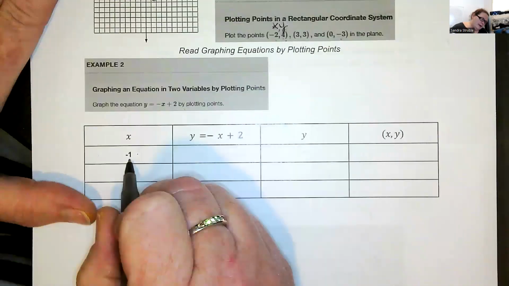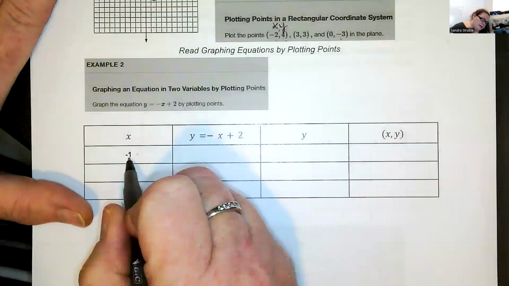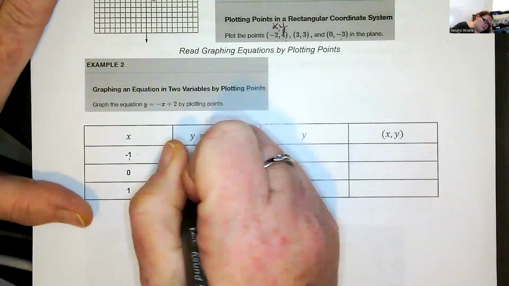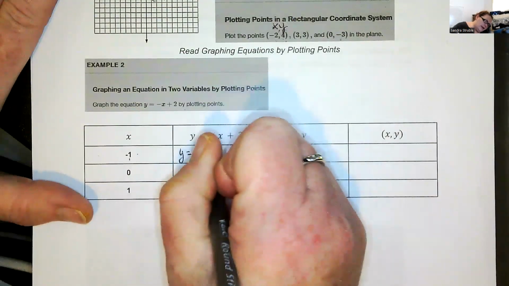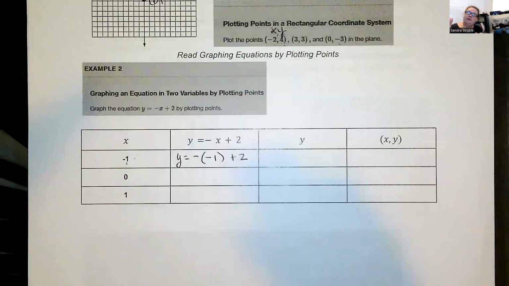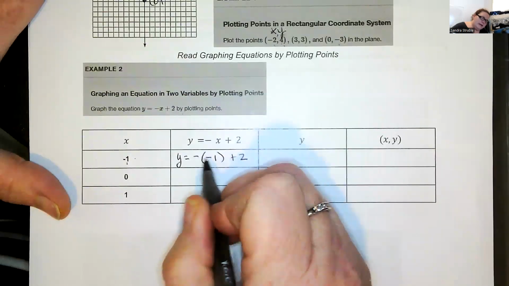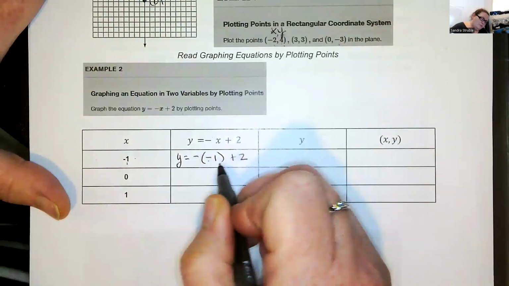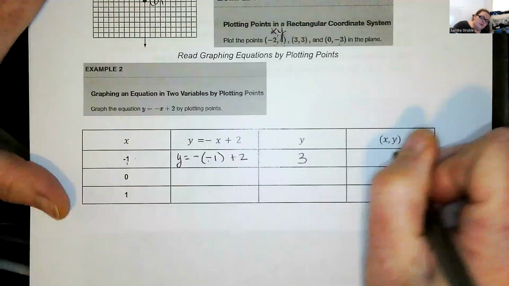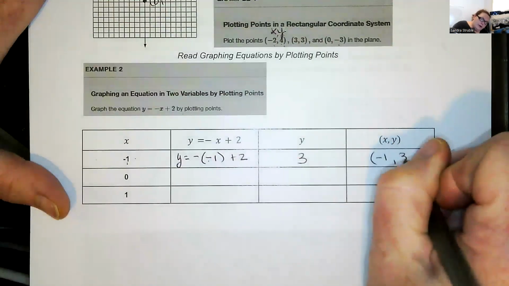So when I plug in that -1, we're choosing points for the independent variable x so that we can solve for y. So plugging in -1 for x, y will equal -(-1) plus 2. So y will equal +1, negative times a negative is a positive. 1 plus 2 is 3. So the ordered pair that we'll be plotting is (-1, 3).